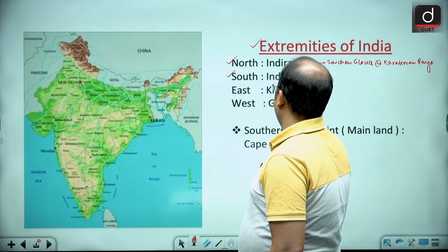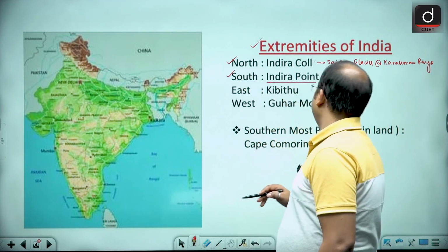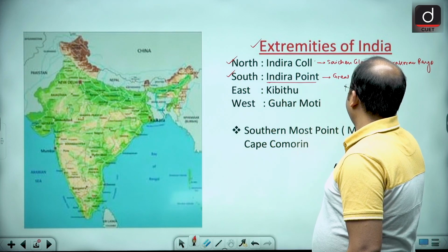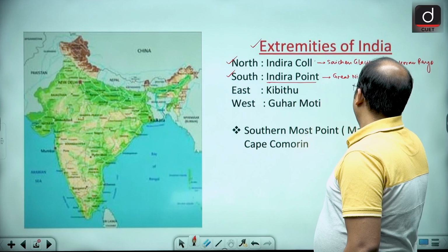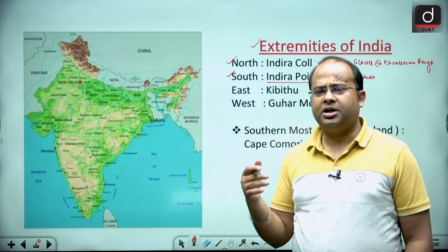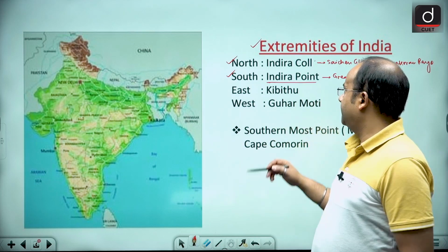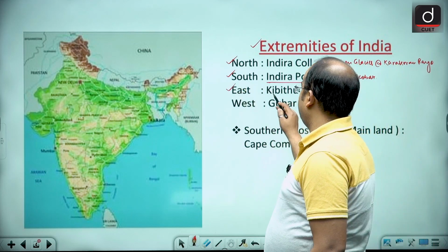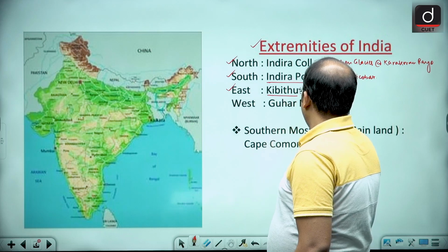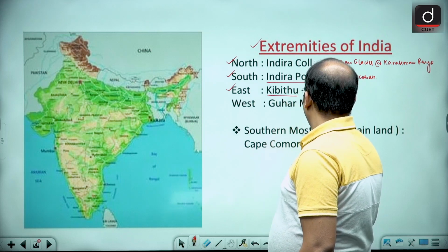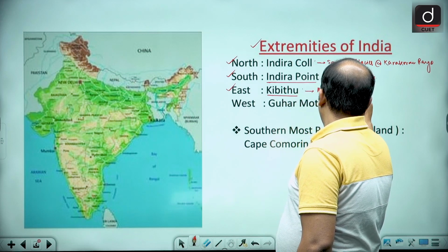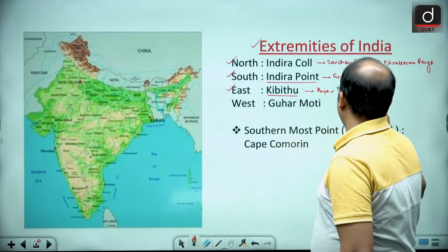Next we have the south. In the south, it is Indira Point. Indira Point, guys, is located in Great Nicobar. And now this Indira Point is submerged. The reason was the tsunami. Next we have the easternmost point. This is Kibithu, and where is it located? It is located in Anjaw district of Arunachal Pradesh.